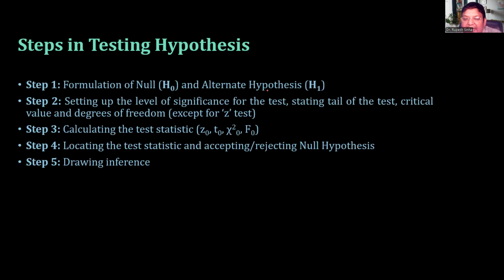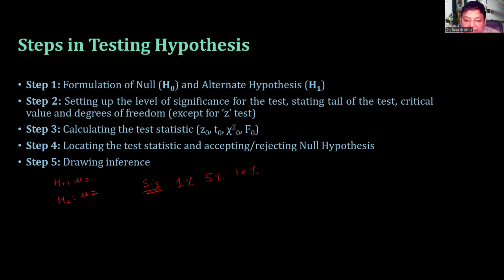So based on your question, write what is H0, mu equal to something will be given. What is your alternate hypothesis? So you have to find out mu. The next talks about setting up level of significance for the test, tail of the test. If we talk about significance, it is 1%, 5%, and 10%.